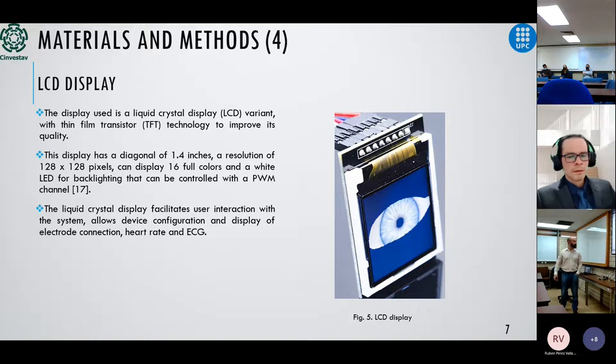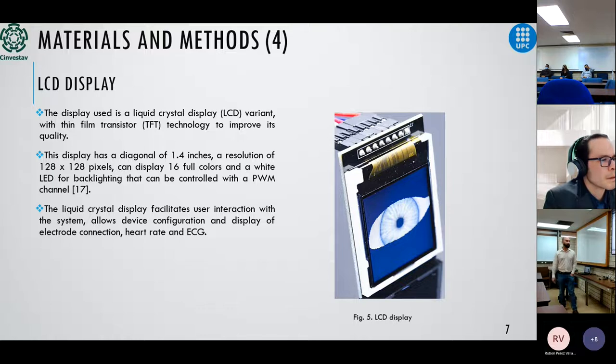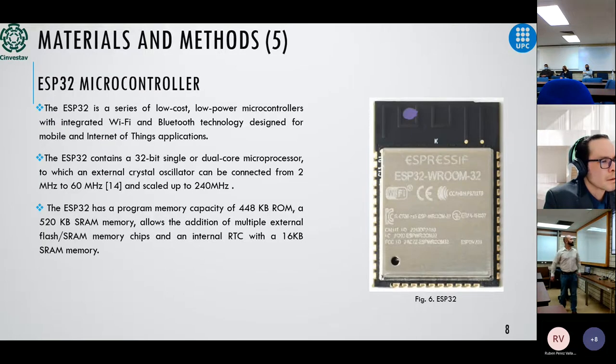Now, the LCD display used is a liquid crystal display variant with thin film transistor TFT technology to improve its quality. The display diagonal is 1.4 inches and the resolution is 128 pixels that can display 65K full color. This is important for the integration of the user with the system. Now, the ESP32 microcontrollers are a series of low-cost, low-power microcontrollers with integrated Wi-Fi and Bluetooth technology, designed for mobile and Internet of Things applications.